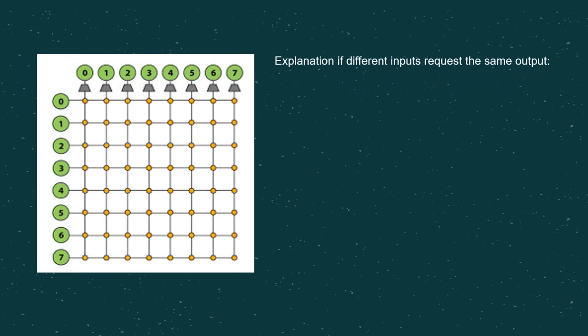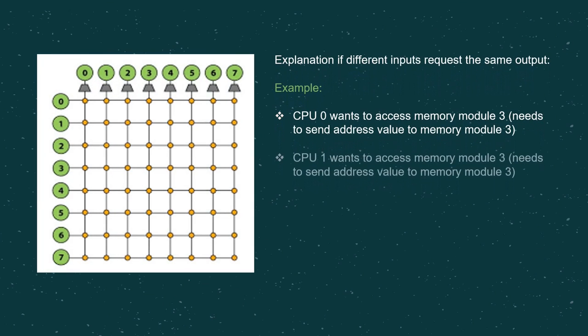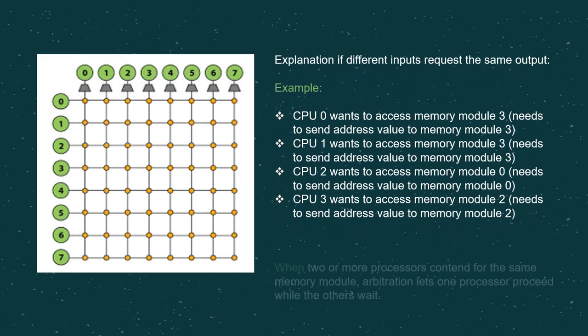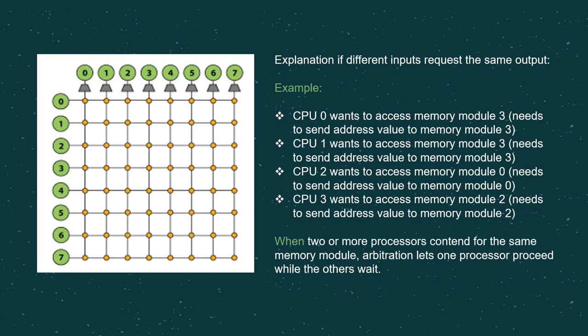Here is some explanation if different inputs request the same output. Let's say CPU 0 wants to access memory module 3, which means it needs to send an address value to memory module 3. Then CPU 1 wants to access memory module 3, which means it needs to send an address value to memory module 3. In the meantime, CPU 2 wants to access memory module 0, which means it needs to send an address value to memory module 0.